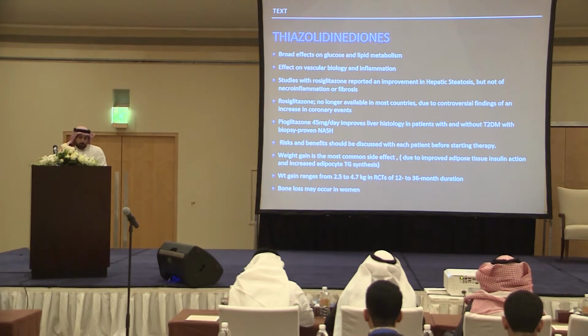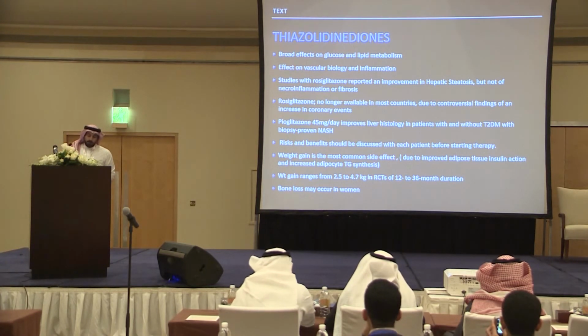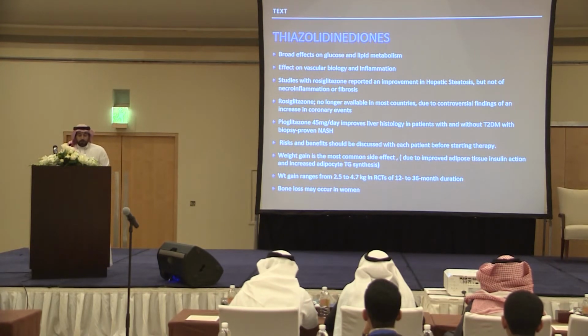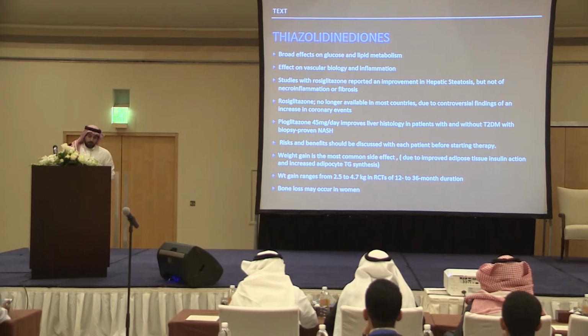So those medications, rosiglitazone and pioglitazone, do have broad effects on glucose and lipid metabolism. They have effects on vascular biology and inflammation. Studies have shown that rosiglitazone improves hepatic steatosis, but it did not improve inflammation or fibrosis. Rosiglitazone in most countries is not available due to some controversial findings of increased coronary events.